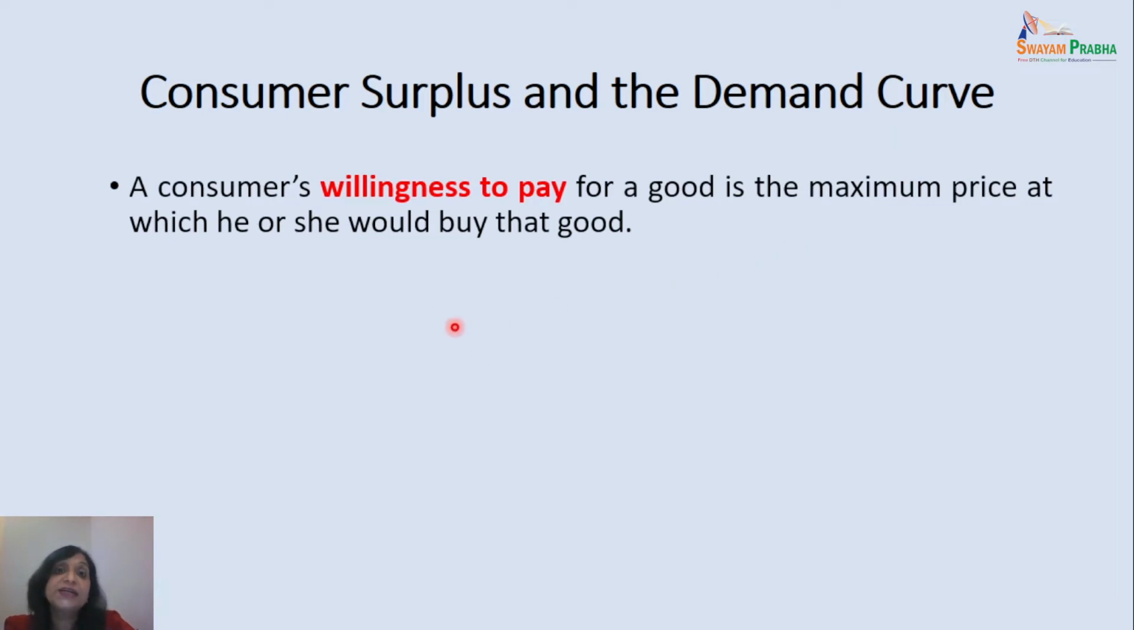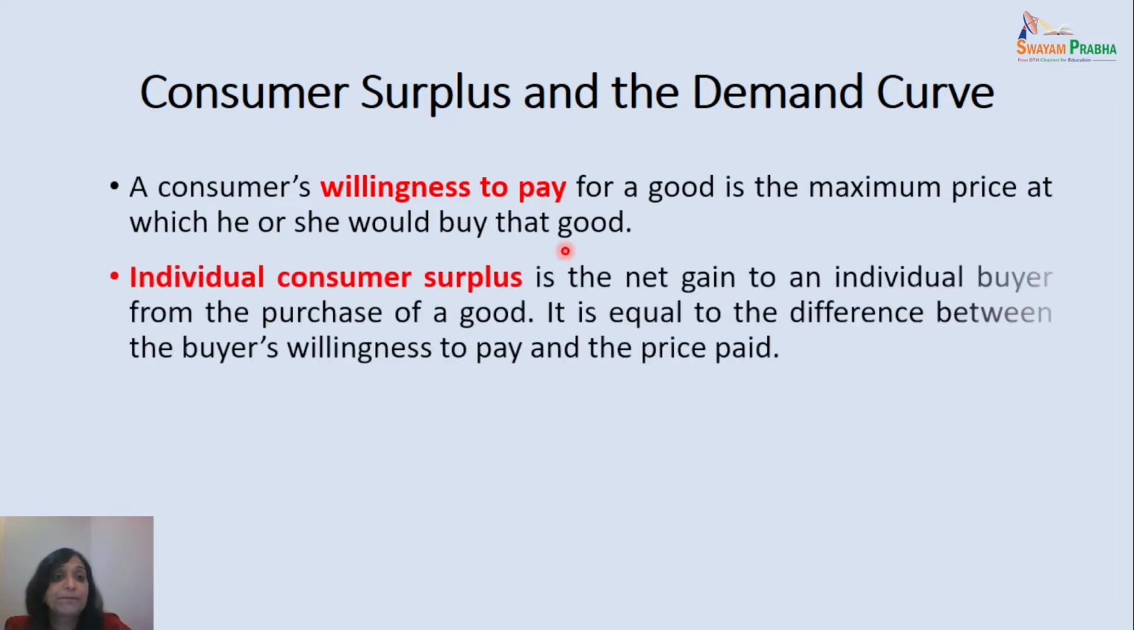We have said that consumer surplus talks about, first of all, the consumer's willingness to pay for a good. What do you mean by willingness to pay for a good? By willingness to pay for a good, we mean the maximum price at which the consumer would buy the product, good or service. So for example, in the previous scenario, the willingness to pay for the car was 2 lakhs. So that is the maximum price that you are willing to pay for this car.